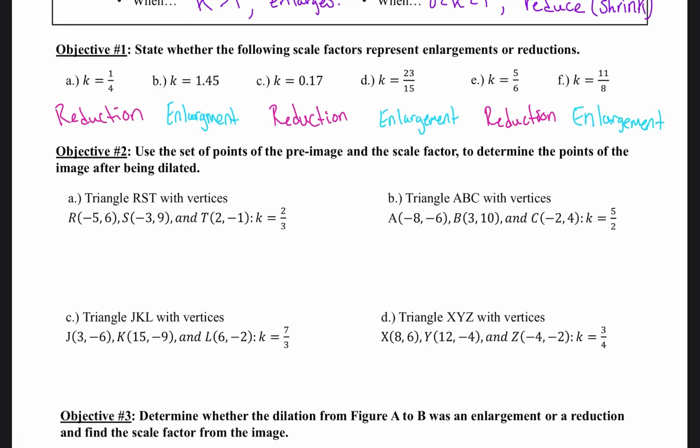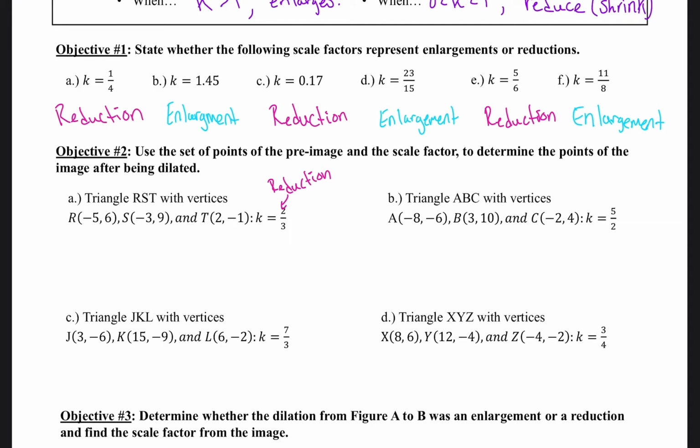So objective 2 says, use the set of points and the pre-image and the scale factor to determine the points of image after it has been dilated. So part A says we have triangle RST that has the vertices -5, 6, -3, 9, and 2, -1. And they want us to use the scale factor 2/3. So what we know is that scale factor is going to represent a reduction because it's smaller than 1.